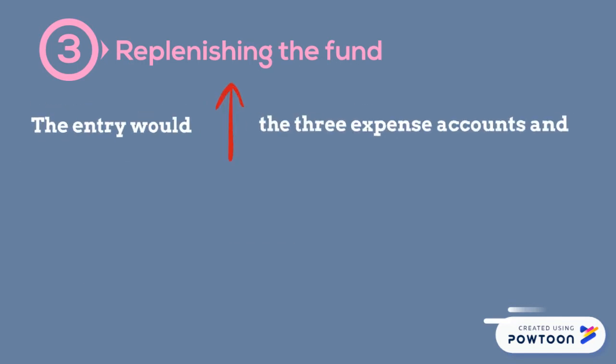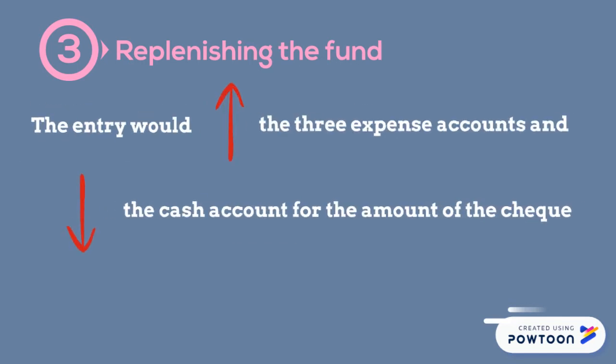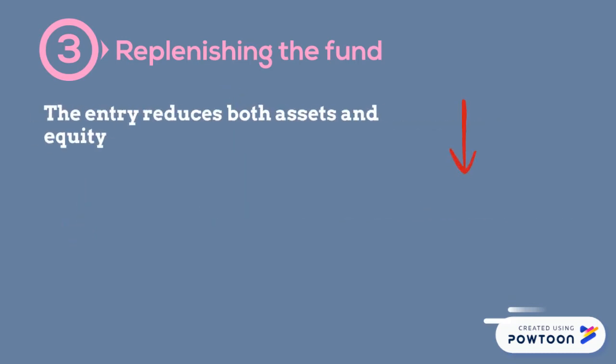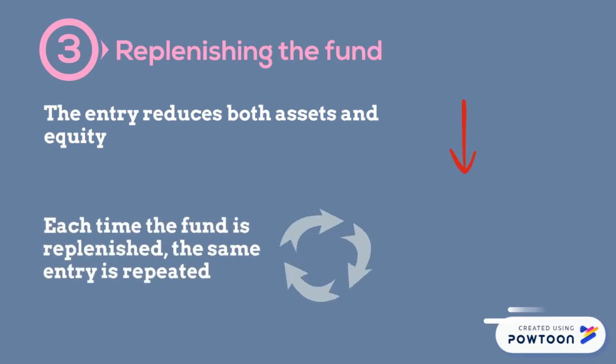The entry would increase the three expense accounts and decrease the cash account for the amount of the check. The entry reduces both assets and equity, and each time the fund is replenished, the same entry is repeated.